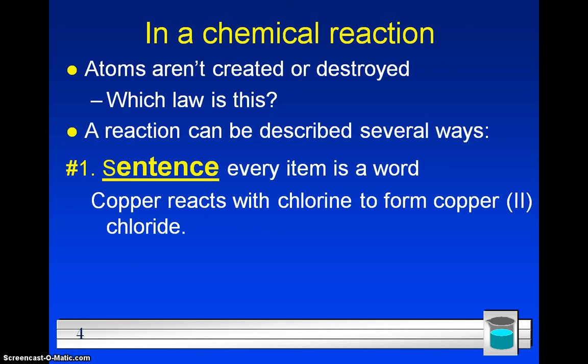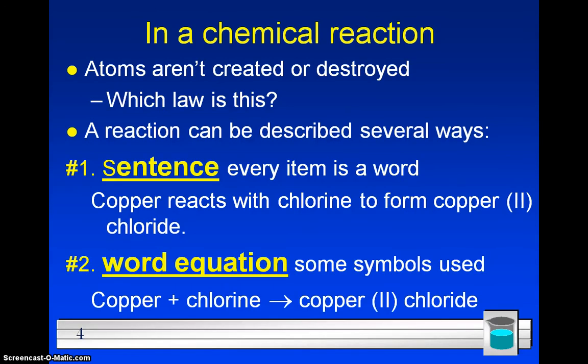And so when a reaction happens, we can describe that reaction in terms of a sentence where we say every item as a word. So we can say, you know, copper reacts with chlorine to form copper 2 chloride. So this is a reaction that actually happens. Now, how we represent this in chemistry is we take the sentence and we create a word equation, and then we actually create what is called a skeletal equation, which uses our chemical formulas.